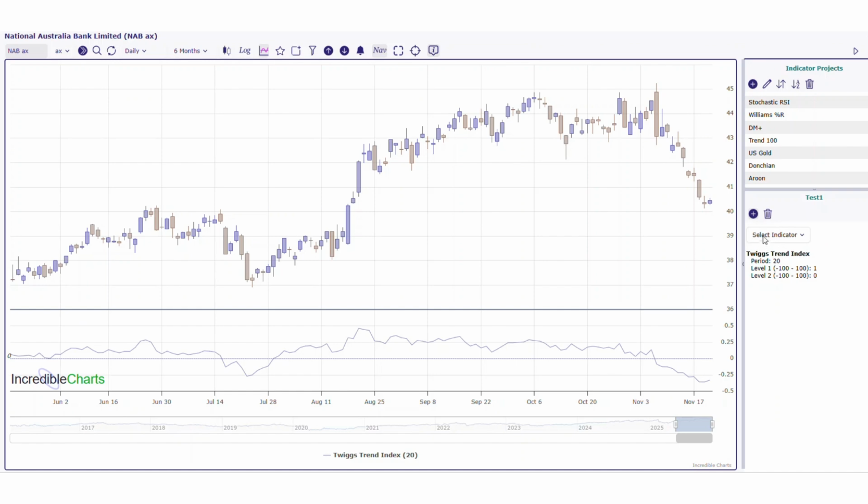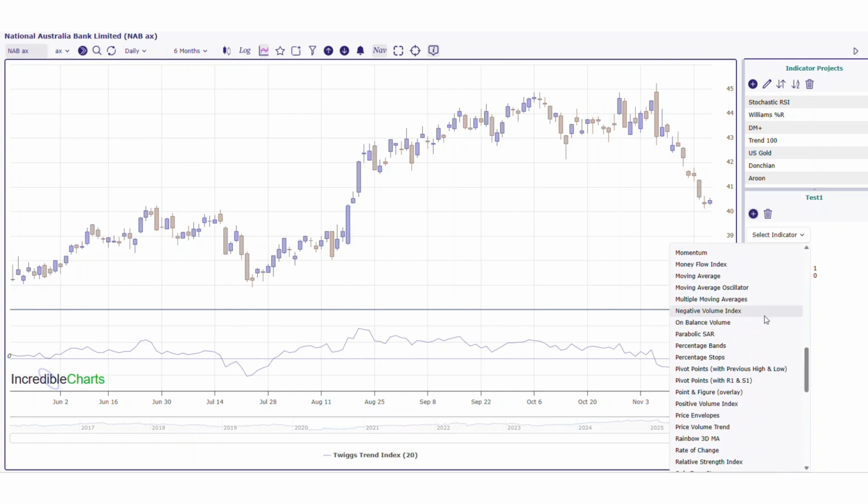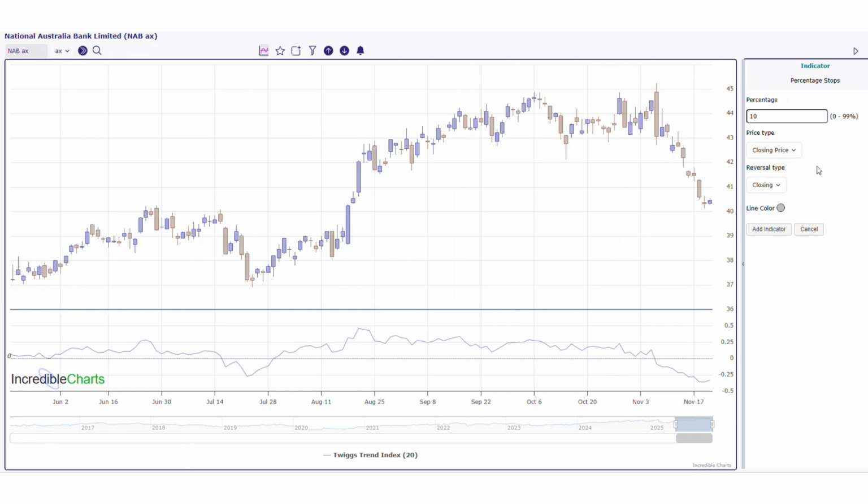So if we add percentage stops here, let's just go down and find it. Percentage stops are based on percentage bands, and basically when the upper or lower band is hit, then the stop is triggered. So let's just go to percentage stops. Okay. Percentage of 10 would be too much for a low volatility stock like this. So we'll select 5.